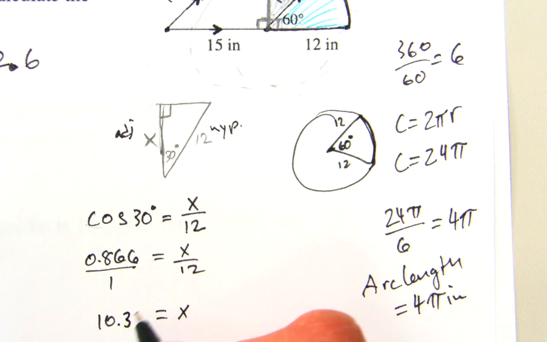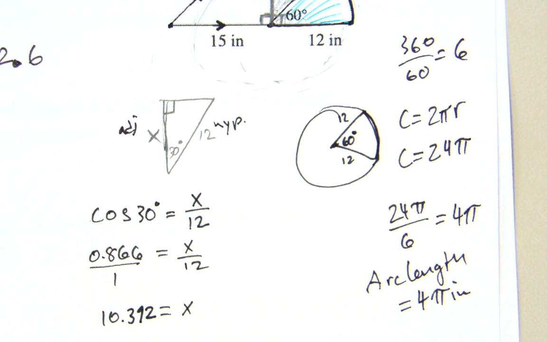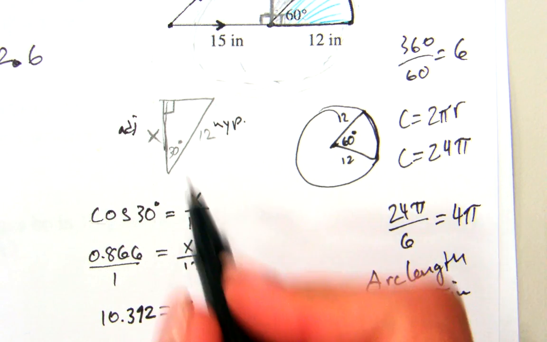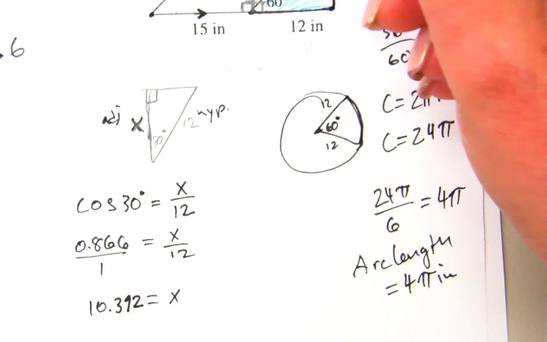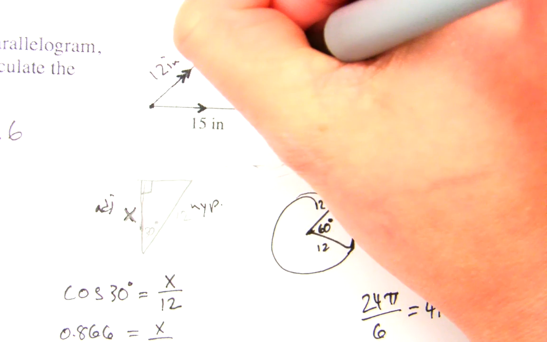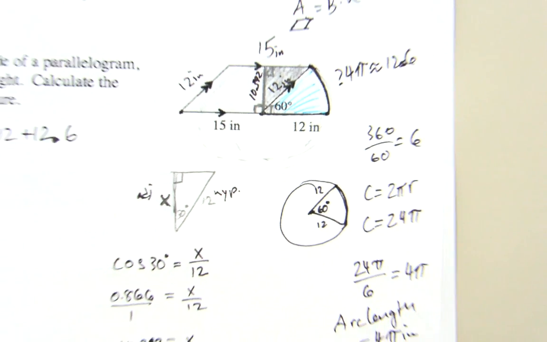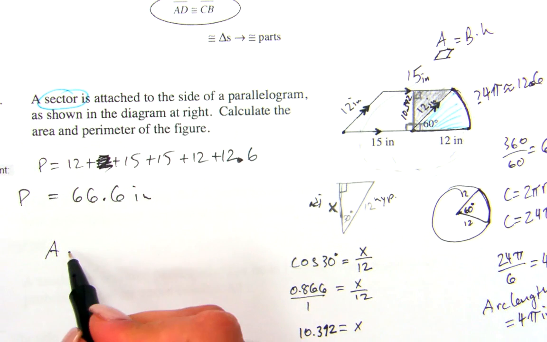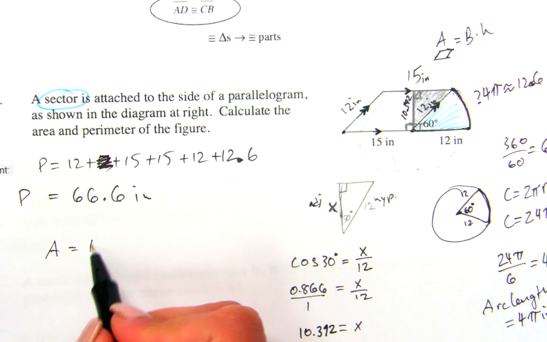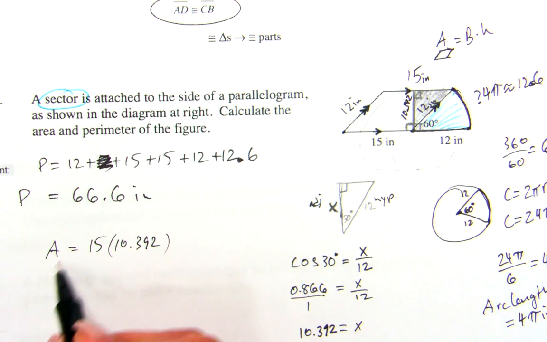I'm going to say 39. I'm not going to round to 0.4 yet. Let's go with 39. Oh, 392, actually. That's even better. Okay, so x, this part right here, is actually the height of this triangle. So 10.392 is the height of that triangle. So if we go for the area of just the parallelogram, we have area is equal to the base, which is 15, times the height, which is 10.392.